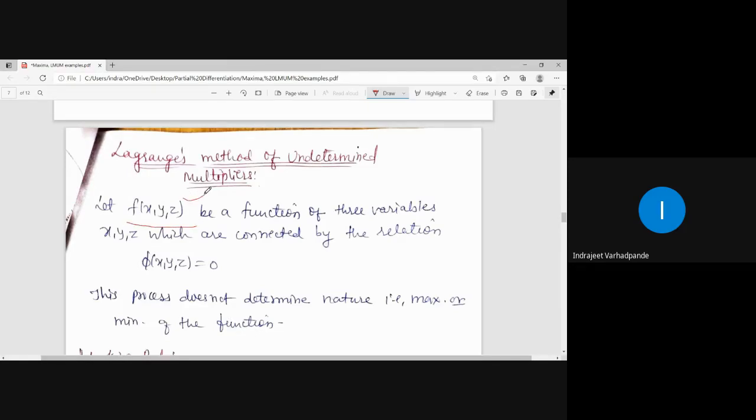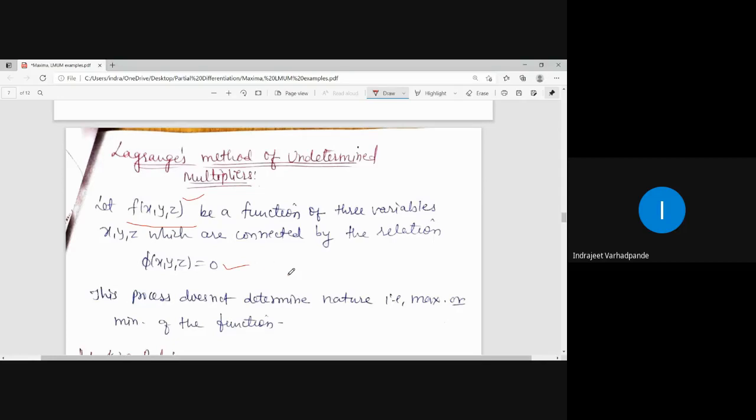This is the function to be maximized or minimized, which is connected to the surface or the relation phi of xyz is equal to 0. This second function is very, very important, which is equated with 0 or which can be equated with 0.